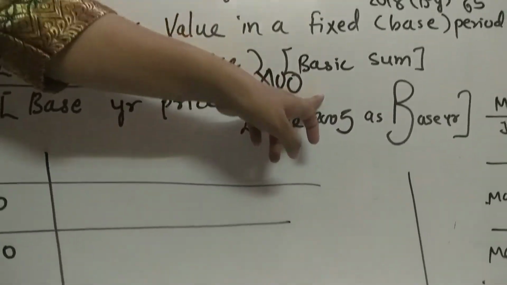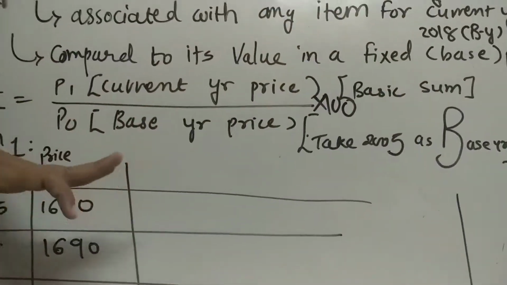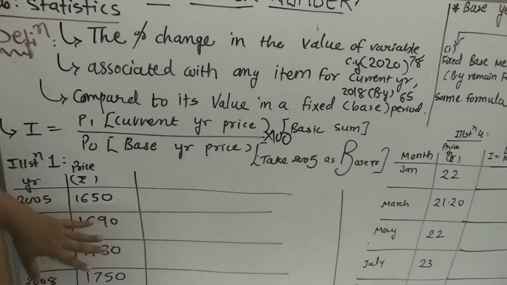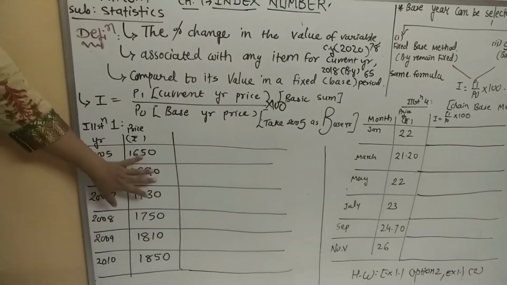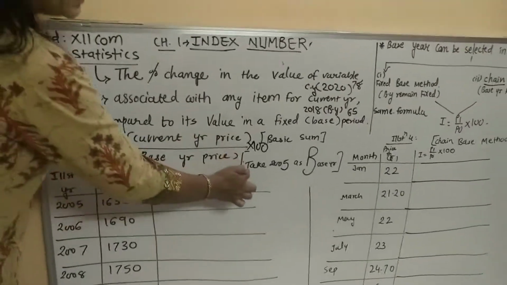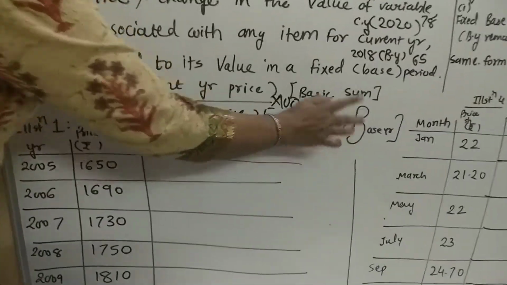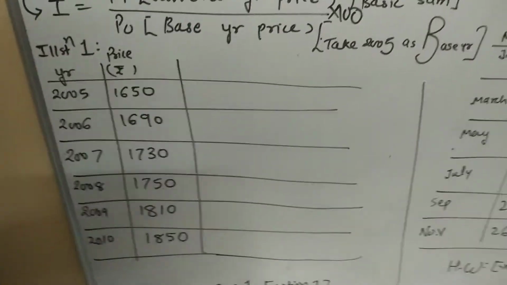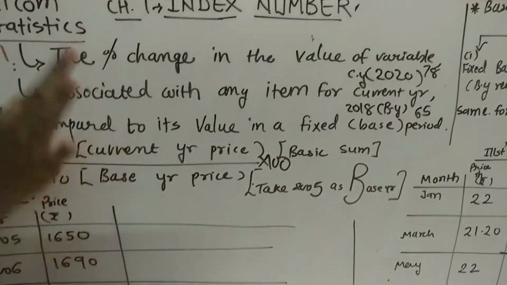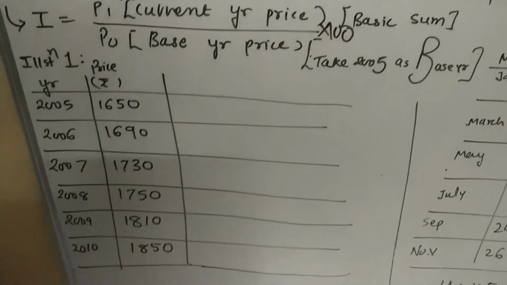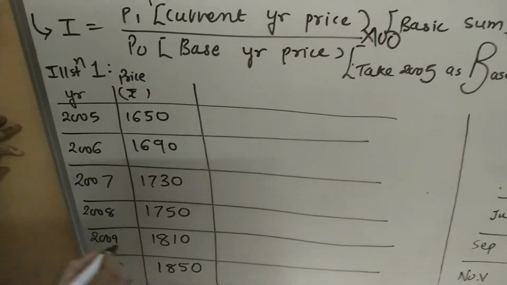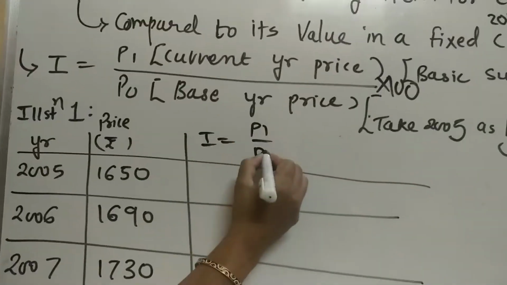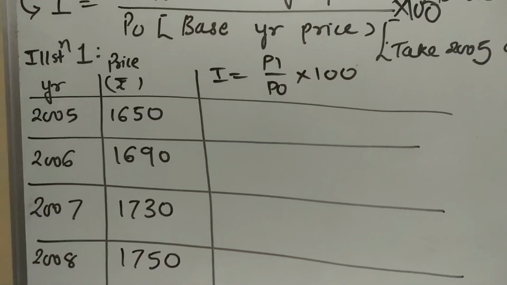Here we are going to take a basic sum on index number, that is illustration number 1. There are two columns which I have already copied on your whiteboard, where we take 2005 as base year, that is already written in the textbook. What is told to me to take? That you take 2005 as base year. So let's solve it. I equals P1 upon P0 into 100. You are going to write in this space.